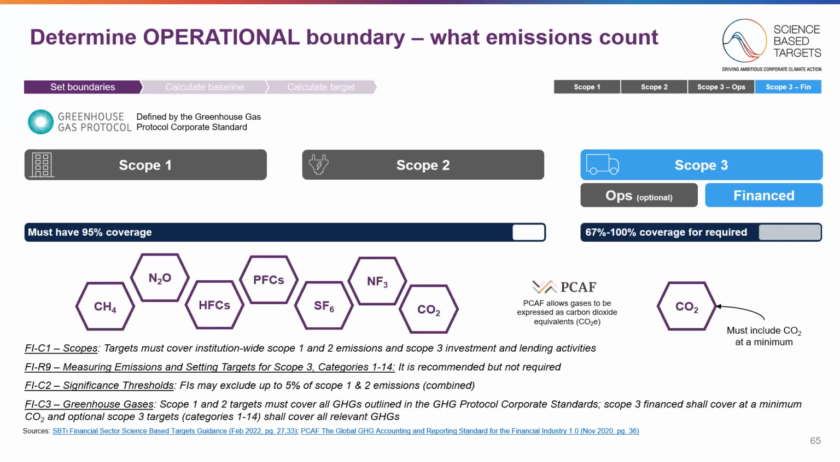Due to the differences in data available for different scopes, different accounting is required for the various greenhouse gases released. Scope 1 and 2 require that all 7 major greenhouse gases be covered by the targets. For Scope 3 finance, CO2 must be included at a minimum, but you can include other greenhouse gases. When reporting, PCAF allows CO2 equivalents to be used and provides a method for converting other greenhouse gases to the equivalent CO2 impact.